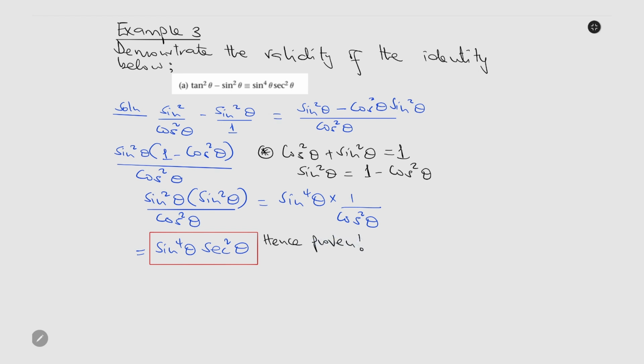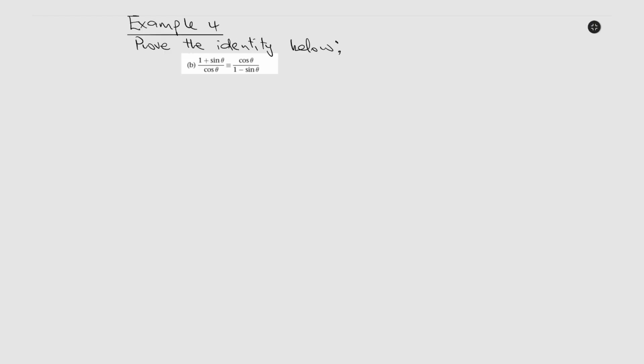We have proven it. Okay, let's check our final example, example 4. So here is our example 4. We have been asked to prove the identity given below. Okay, now let's get to business. Solution.